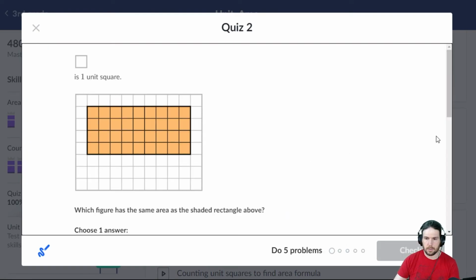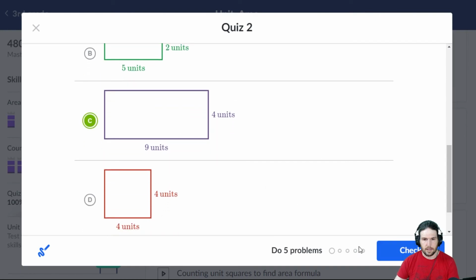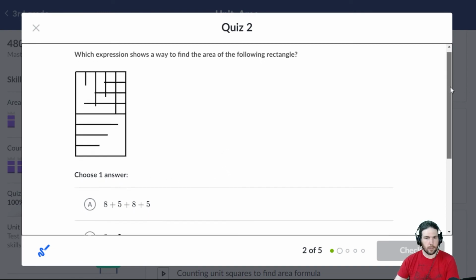Quiz 2. That's 4 by 1, 2, 3, 4, 5, 6, 7, 8. 4 by 9 is 36. This one looks kind of like a screen door that has seen better days. Which expression finds the area of 1, 2, 3, 4, 5 by 4? I'm going to say it's 5, 6, 7, 8.